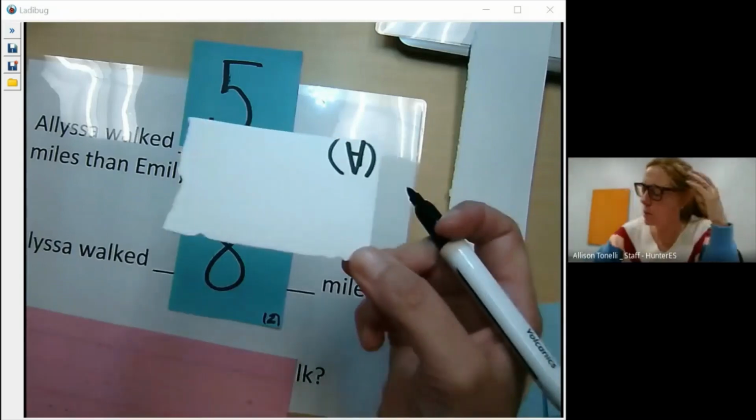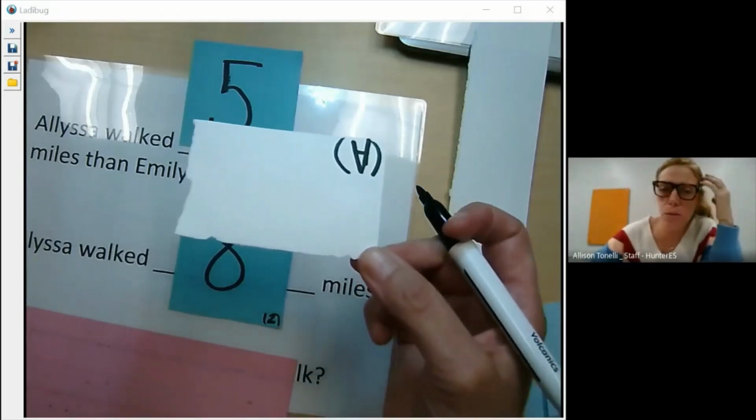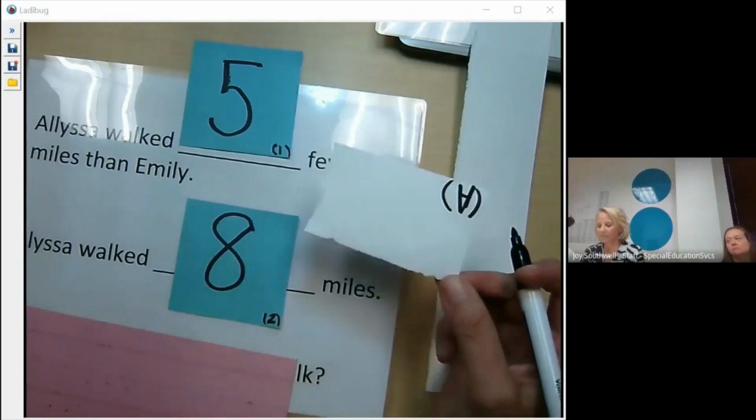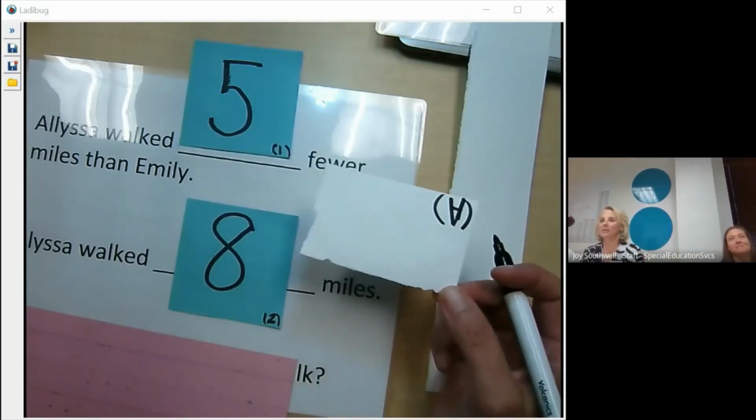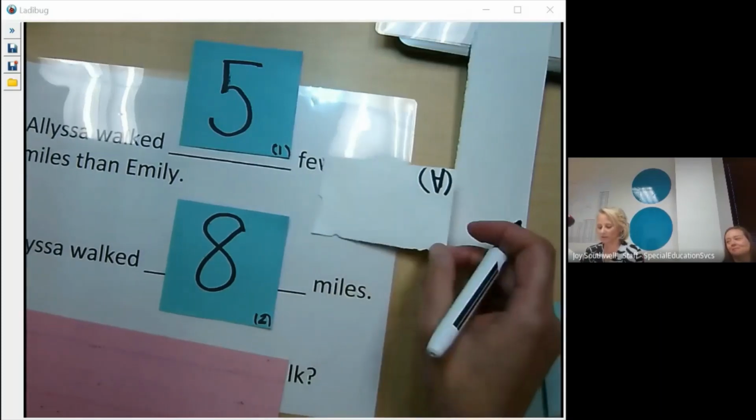Would you also label the smaller bar 8 miles, or do you want to hold off on that for now? I think because the way my brain is processing right now, I need to hold off on it. Okay. It depends on how your brain's processing, but I want to hold off on that.